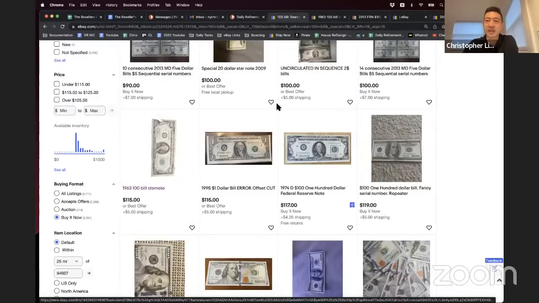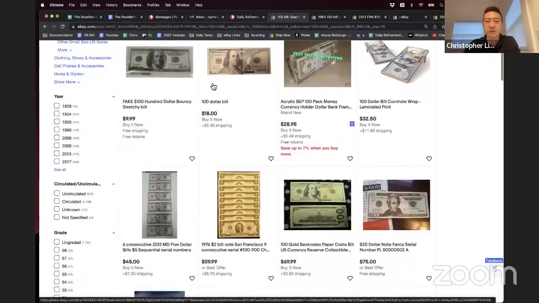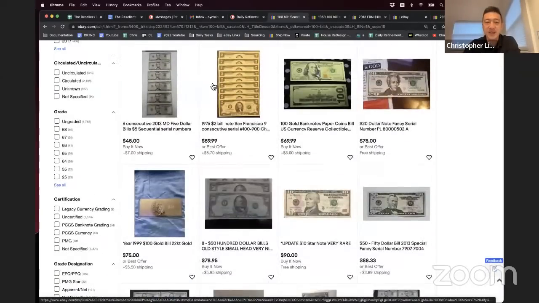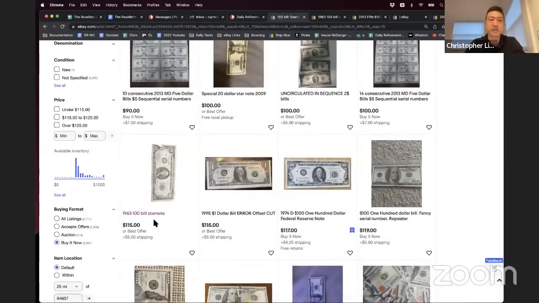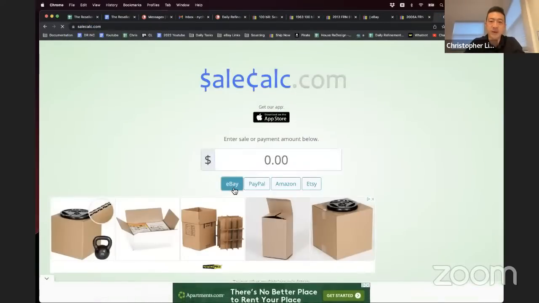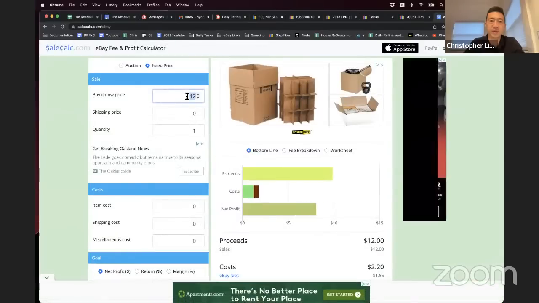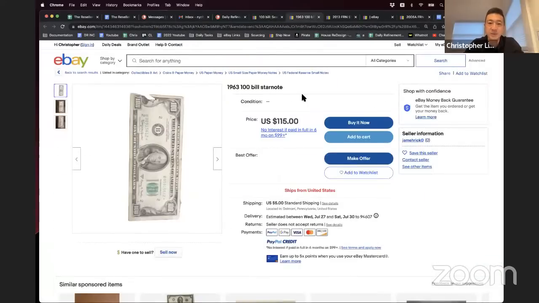That is really fascinating because, well, let's look. Actually, we'll finish this conversation before we move on. But it's interesting that the lowest one that we've seen is 115. Let's use the sales calculator because everyone can use a different one. Let's go to eBay and use 115 plus $5. What does this cost to ship?